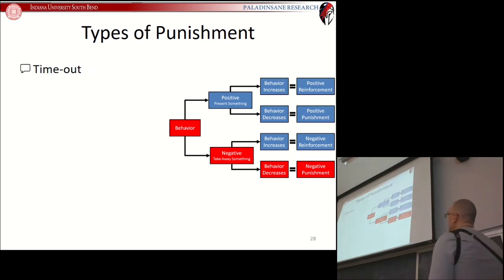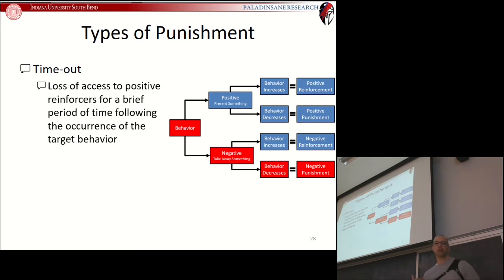So in the timeout procedure, in the timeout version of negative punishment, what's taken away is basically access to all positive reinforcers. So timeout procedure is where you isolate an individual so that they have no access to any reinforcers whatsoever.